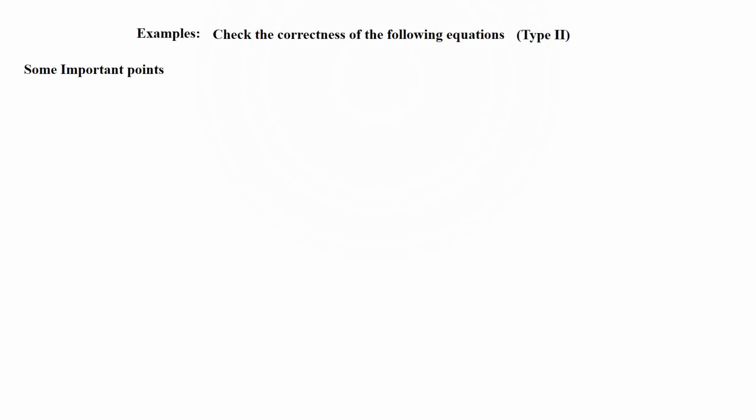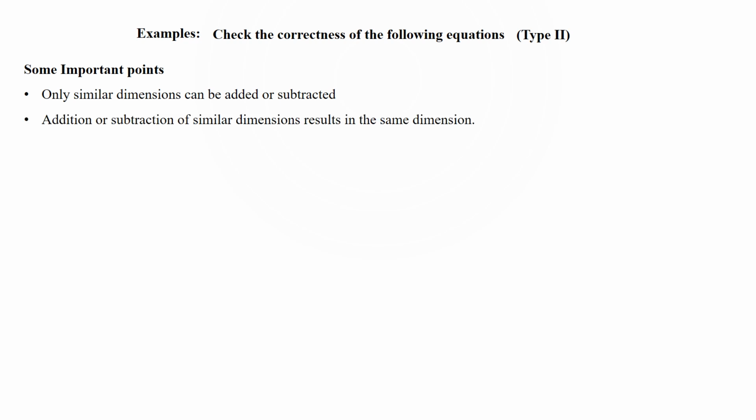Now, children, we will have another type of question in which we check the correctness of the equation. This is type 2. But before that, there are some points you need to understand. The first one is that only similar dimensions can be added or subtracted. Also, addition or subtraction of similar dimensions results in the same dimension. That means L plus L is L and L minus L is also L. Neither is it 2L when you are adding, nor 0 when you are subtracting.